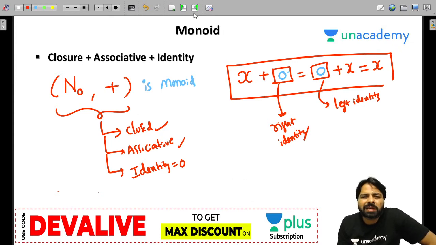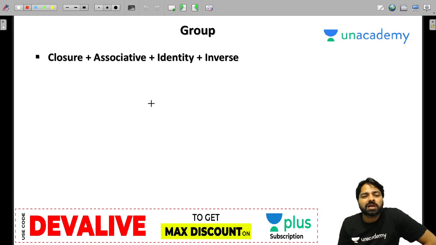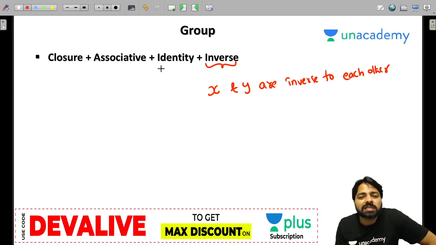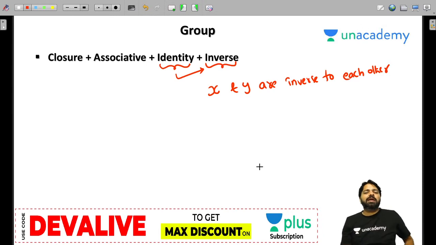Now similarly, let's go to the next one. Inverse, group. Now, what is inverse? Let's try first what is inverse. Let's say x inverse is y. Inverse of x is y. That means x and y are inverse to each other. Then what do we require to satisfy? Without identity, inverse is impossible. So if you have an identity, there is a chance to have an inverse. Remember, if you have an identity, there is a chance to have an inverse.